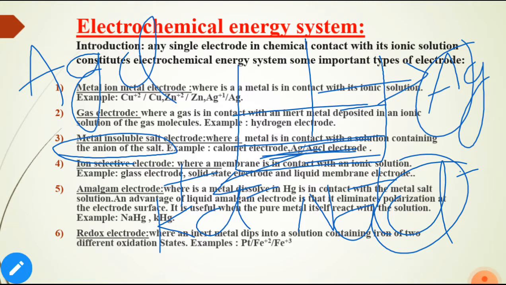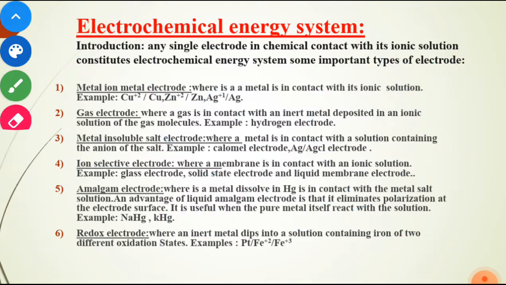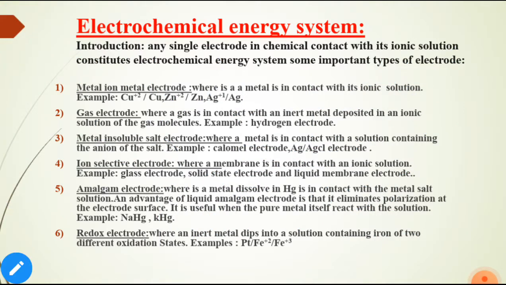Okay, now it forms AgCl, like that, in the saturated solution, because here what happened: Ag is an insoluble salt, that's why we are taking the saturated solution of KCl and then adding it to the Ag. What happened? It became AgCl.